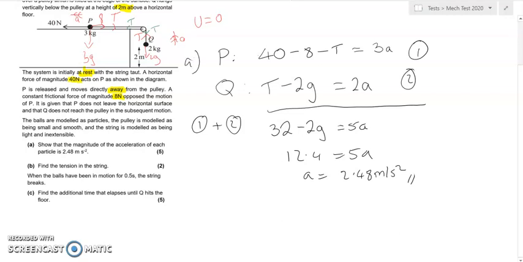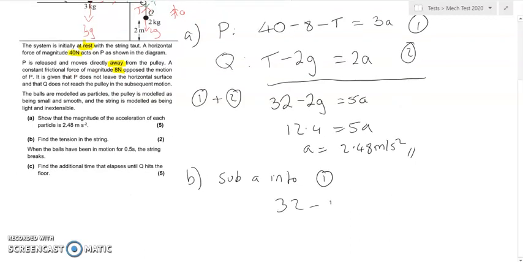So that's part A. Now let's look at part B. Find the tension in the string. So now that we found acceleration, we can sub it into one of our other two equations. I'm going to sub it into equation number 1, but it doesn't really matter. So it's 32 minus T is equal to 3 times 2.48. And if we rearrange, 3 times 2.48 is 7.44, and so 32 minus 7.44 is equal to T.